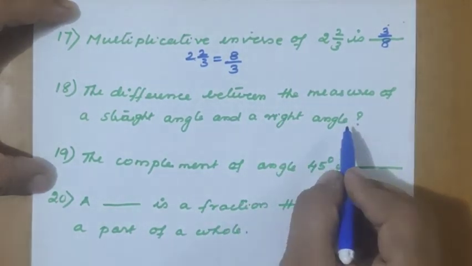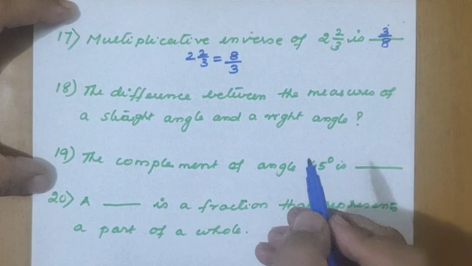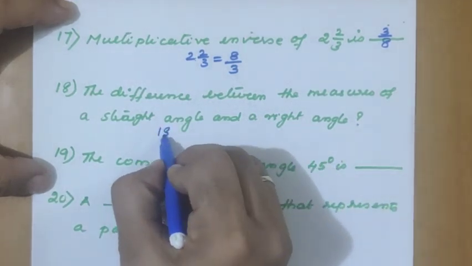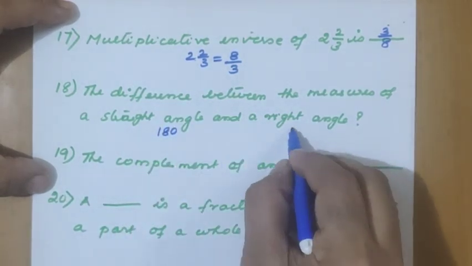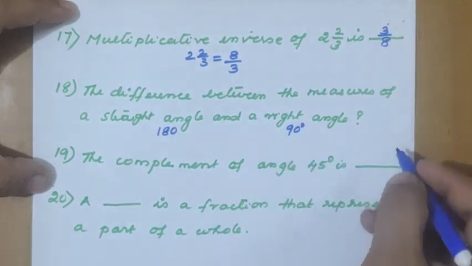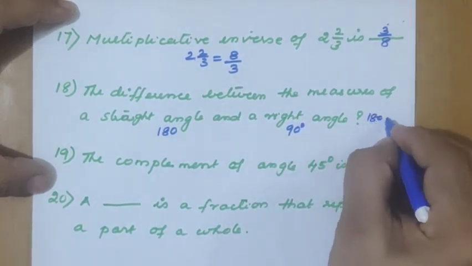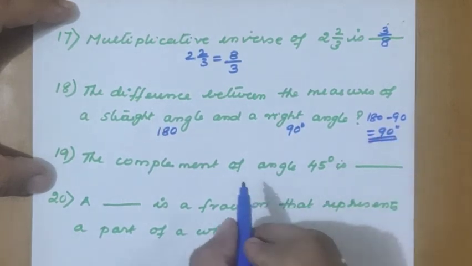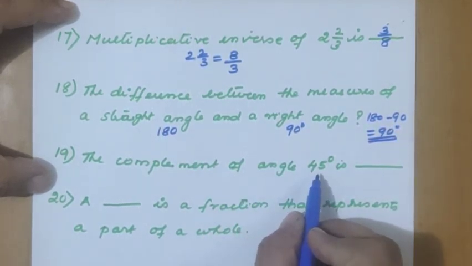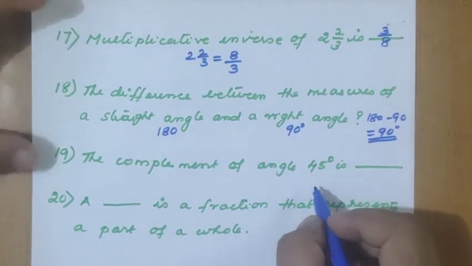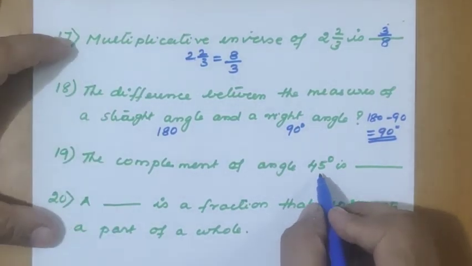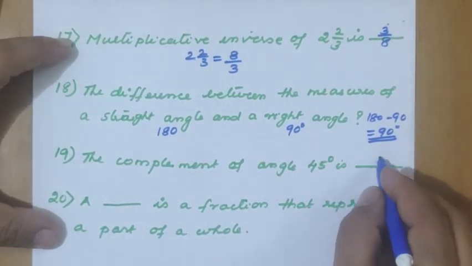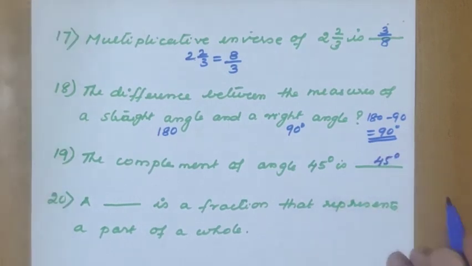The difference between the measure of a straight angle and a right angle. What is the value of a straight angle? 180 degree, and a right angle 90 degree. So the difference is equal to 180 minus 90. It is equal to 90 degree. The complement of an angle 45 degree. What is the complement? Means sum of the two angles equal to 90 degree. So one angle is 45 means other angle is 45 degree only.